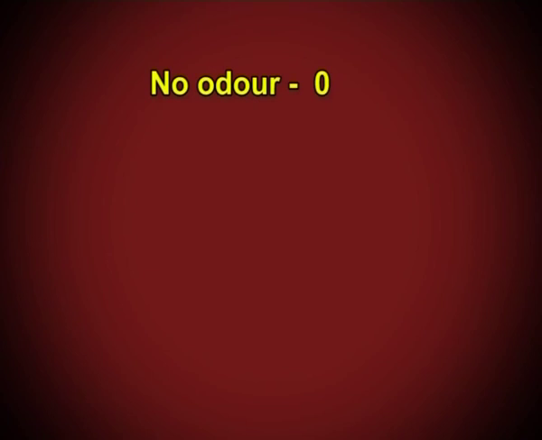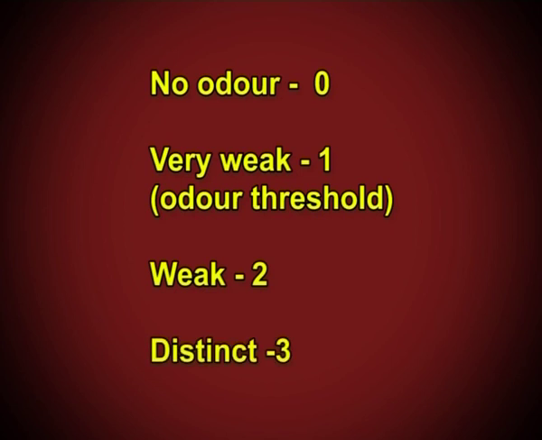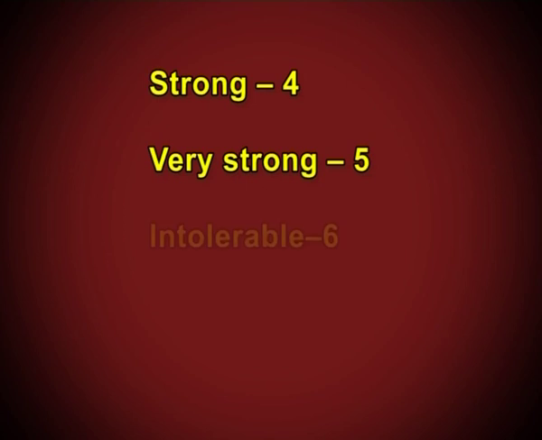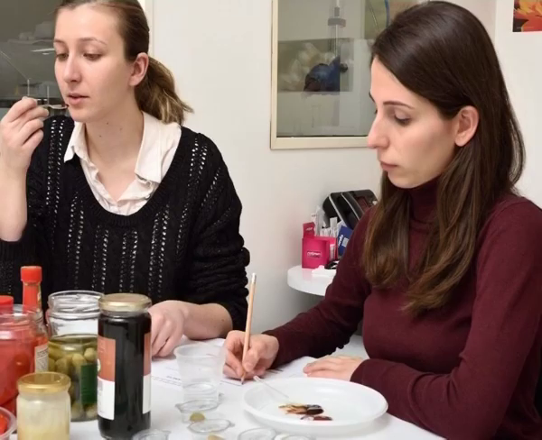For example, the odor intensity is described as no odor 0, very weak 1, that is the odor threshold, weak 2, distinct 3, strong 4, very strong 5, intolerable 6. With a numerical value of 0 to 6, this test is followed in the laboratories, and the odor intensity assessment is done by a series of suitably trained panelists.